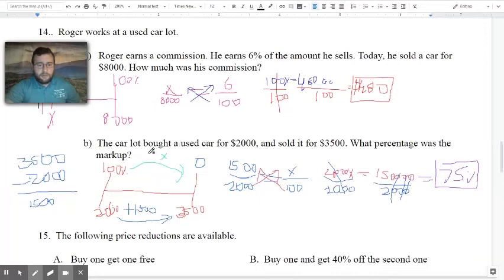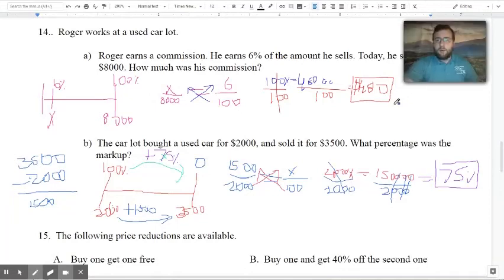So I found the gap. That means I am adding 75% more. That's a pretty big markup the dealership is doing. Again, if I had plugged in 3,500 here, I would have gotten 175 for my answer, and that wouldn't have been the markup. That would have been the new percentage. So I'd have to subtract 100 to actually get the gap, which is what I want. And so that's how you do this markup problem.